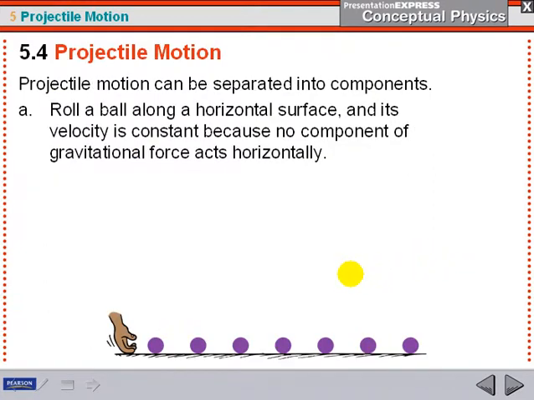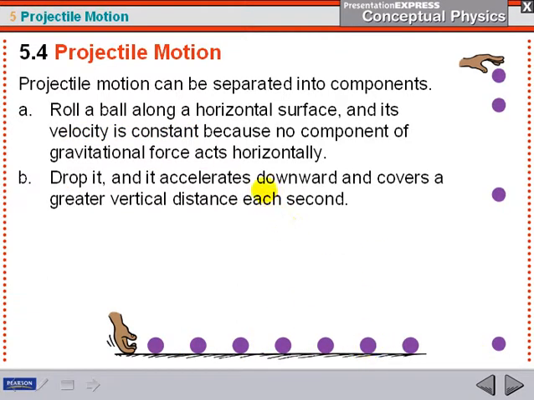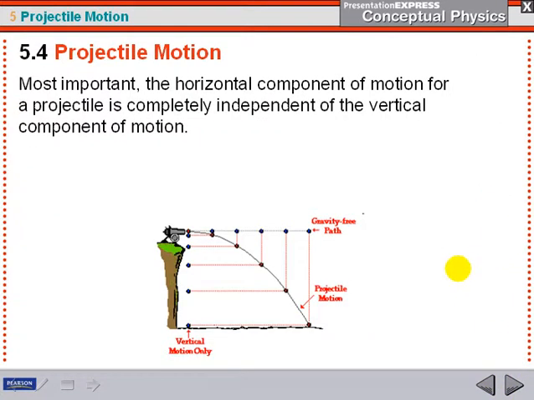So if you roll a ball along a horizontal surface, the velocity is going to be constant. And the reason the velocity is constant is because there's no other force acting on it other than gravity. We're just going to assume there's no friction. Now let's drop the ball, and what happens to it? Each second, the distance it covers becomes greater and greater. This is that 5, 20, 45, 80. So we understand those two things.